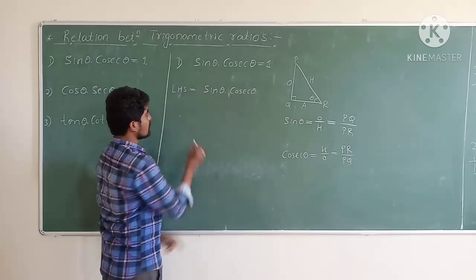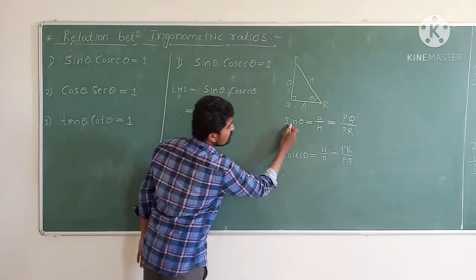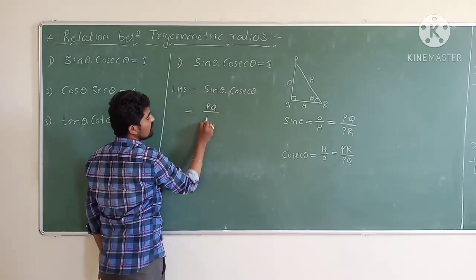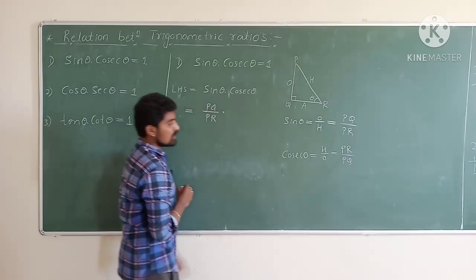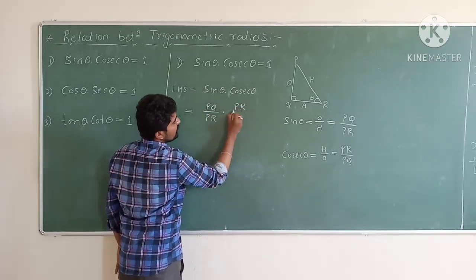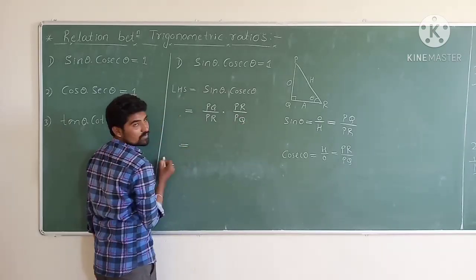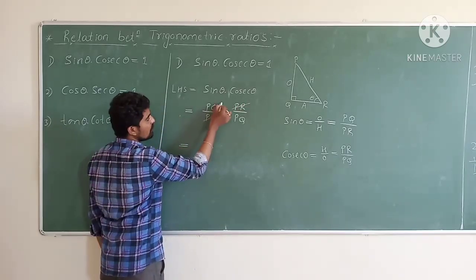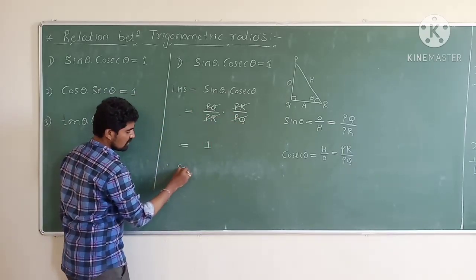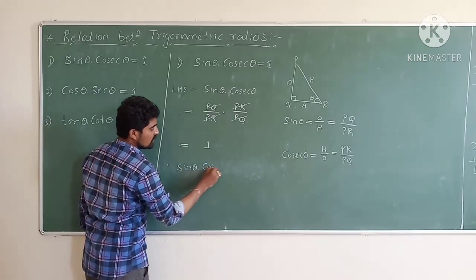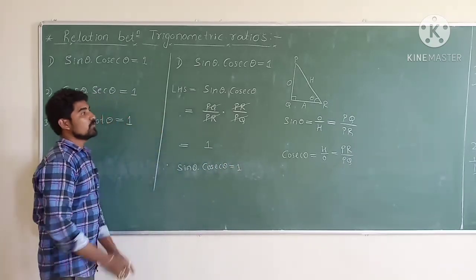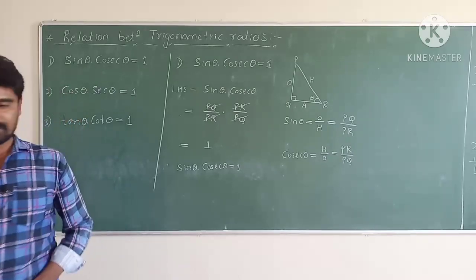Therefore, LHS, sin theta into cosecant theta, is PQ divided by PR into PR divided by PQ. PR and PR get cancelled, PQ and PQ get cancelled, so the remaining thing is 1. Therefore, we conclude that sin theta into cosecant theta is equal to 1. I hope all of you understood. If possible, take a look.